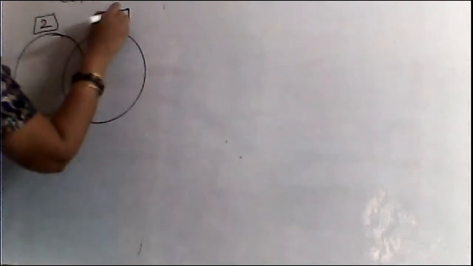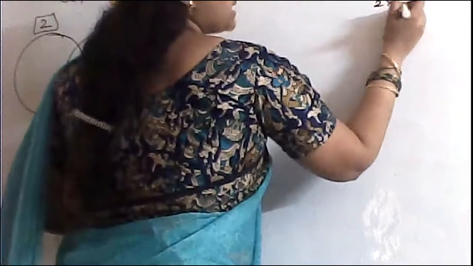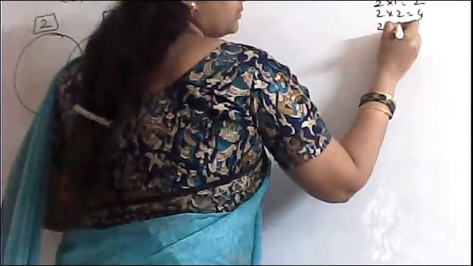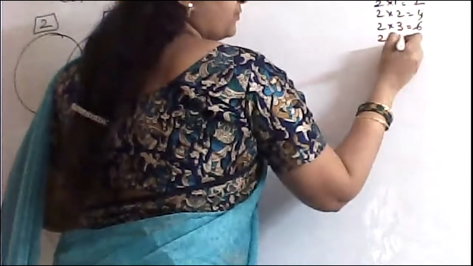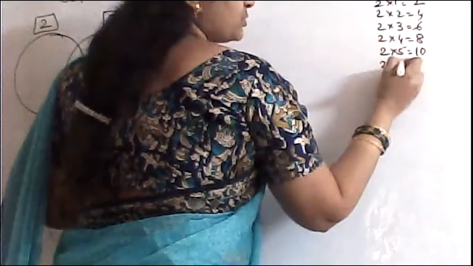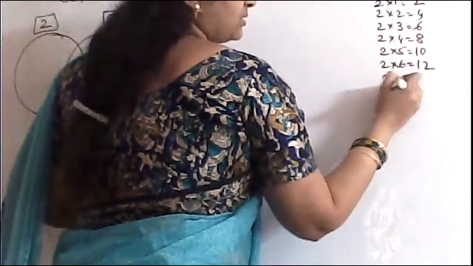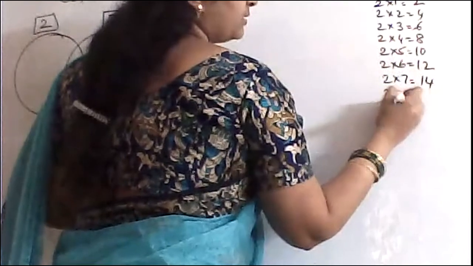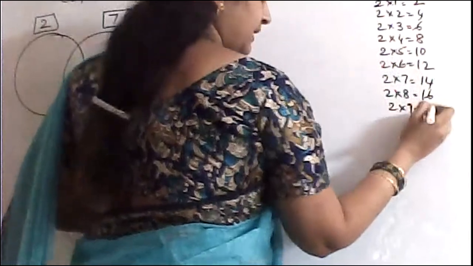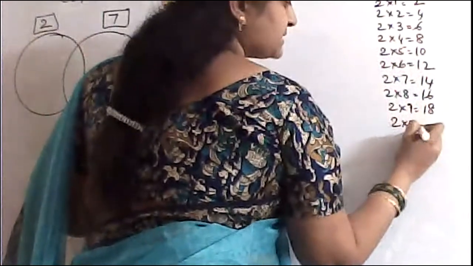Here multiples of 2, here multiples of 7. We have to write. So I am doing the 2 table. 2 ones are 2, 2 twos are 4, 2 threes are 6, 2 fours are 8, 2 fives are 10, 2 sixes are 12, 2 sevens are 14, 2 eights are 16, 2 nines are 18, 2 tens are 20.